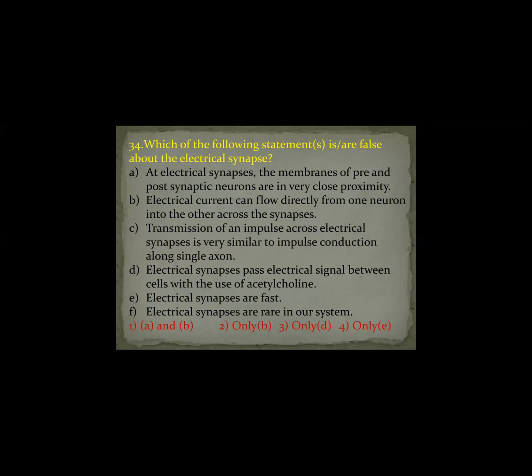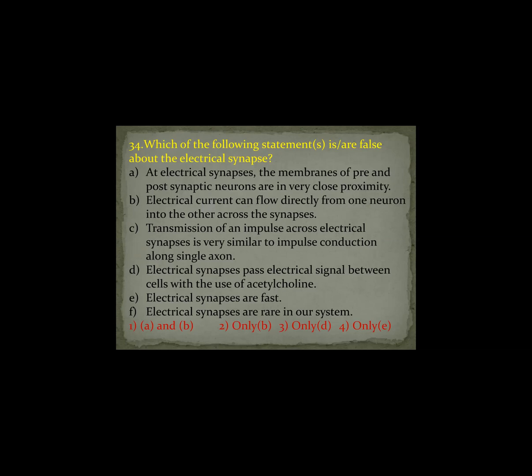In the chemical synapses, the nerve impulse is transmitted across the synapse with the help of a chemical that we can call a neurotransmitter. But there is no involvement of neurotransmitter in the electrical synapses. In electrical synapses, the impulse jumps from the presynaptic membrane to the postsynaptic membrane directly. Now we'll see the options regarding electrical synapses.